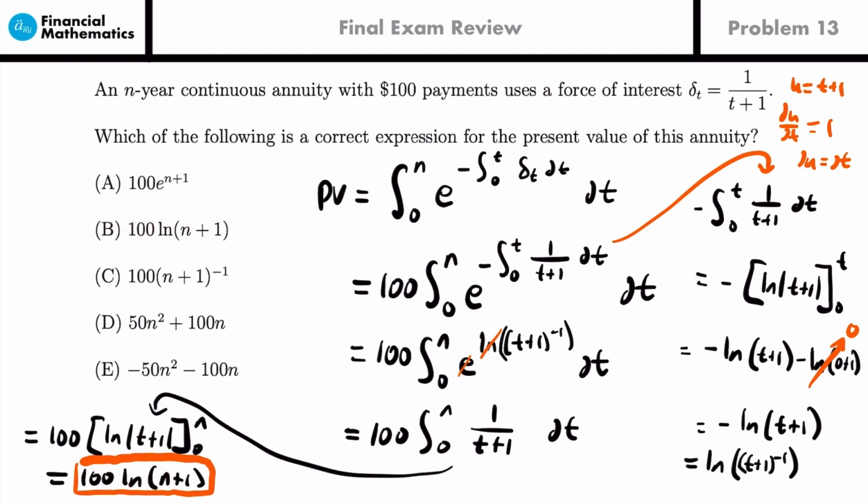That right there is the correct expression for calculating the present value of this continuous annuity. If you knew what the value of n was, you could plug it in here and calculate that present value. All right, so that's it for this problem.